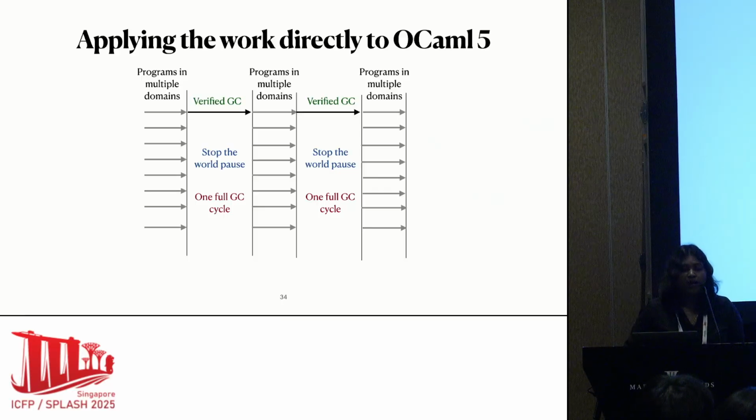And how to apply the work directly to OCaml 5 is a question. So OCaml 5 is the latest one, right? We can still integrate, at least theoretically, but we won't be able to use the multicore facility of OCaml 5. We can still run the programs in a parallel way, but we won't be able to use the multicore facility. We need to stop all the domains.